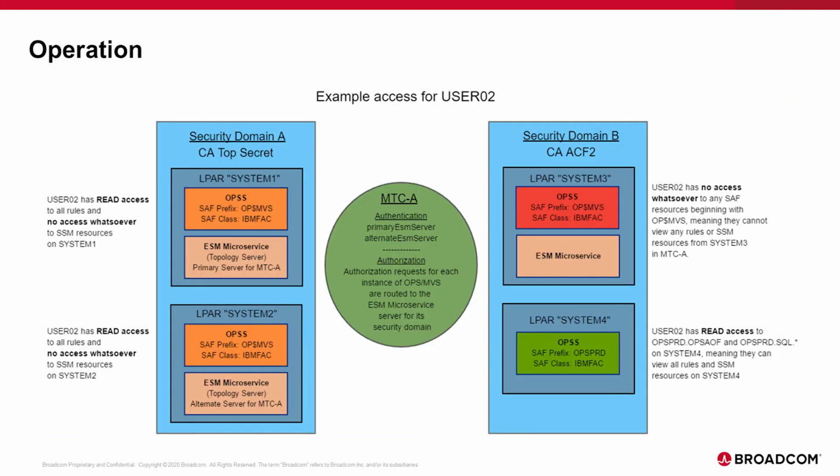Here's one more user with different levels of access called User 02. User 02 has access to AOF rules on System 1 and System 2, but no access to SSM resources on those systems. On System 3, which resides in Security Domain B, they have no access to any SAF resources starting with the prefix op$MVS. Therefore, no data from System 3 will be visible in MTC-A for User 02.